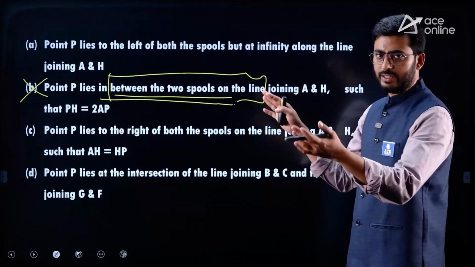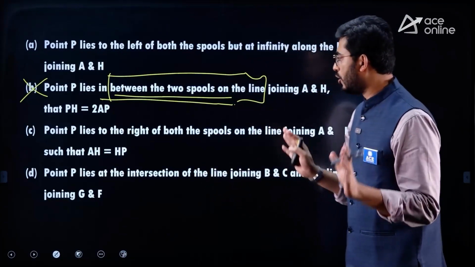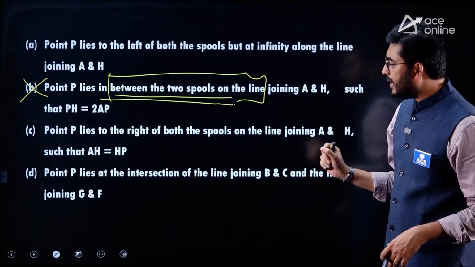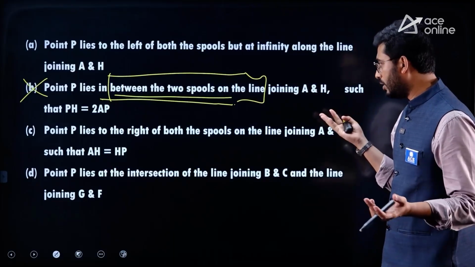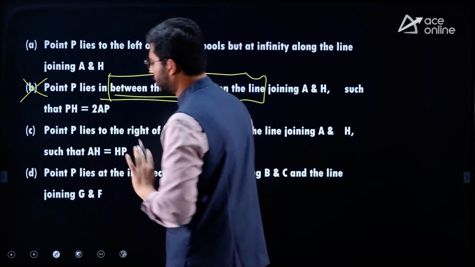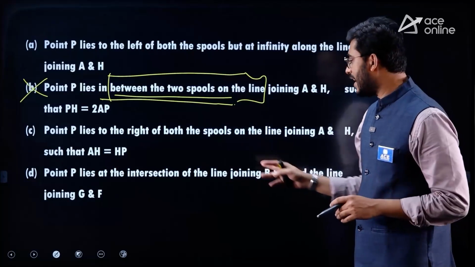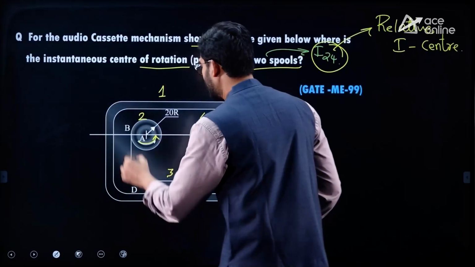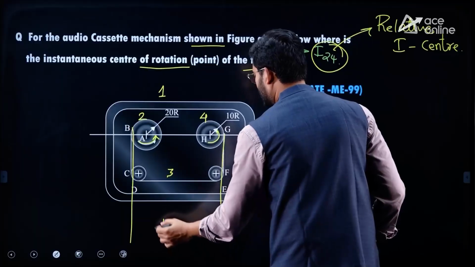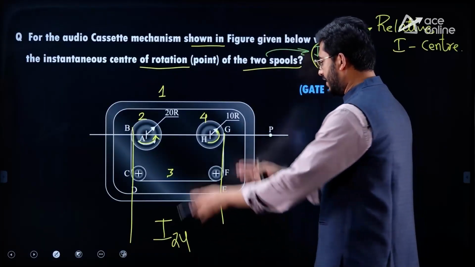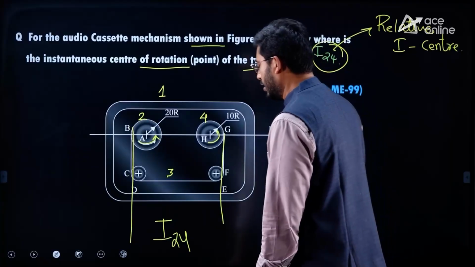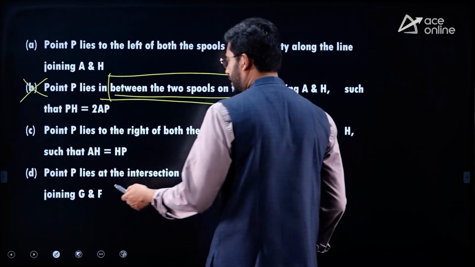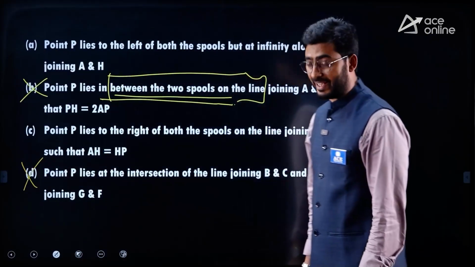Option A says that on the left side. Yes, partially it is correct, but I cannot claim, I need some more facts. Next, option C says that point P lies on the right side of both the spools. Even this could be correct, so I'm not discarding it. And option D says that point P lies on the intersection of the line joining B and C and GF. This is where I24 is going to lie, at the intersection of these two lines. So this answer, option D, is also not logically acceptable.